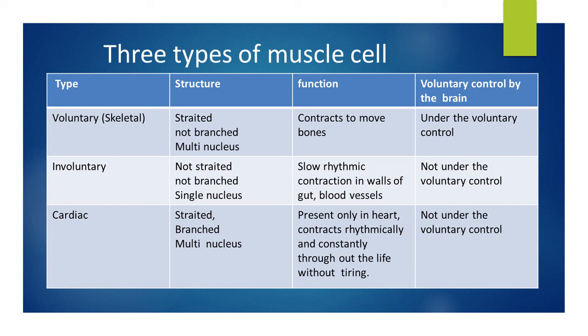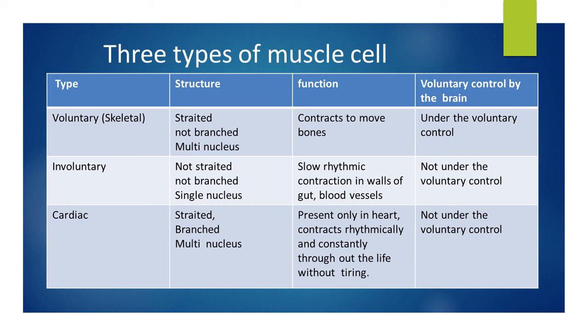Then involuntary muscle. It is also known as smooth muscle. In structure, it is not striated and not branched, and has a single nucleus. In function, it shows slow rhythmic contraction in the walls of the gut and blood vessels. We cannot control this process, so we say it is not under voluntary control.